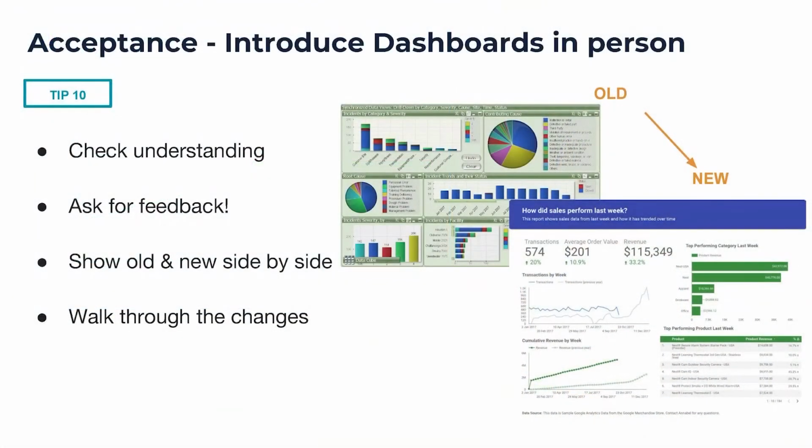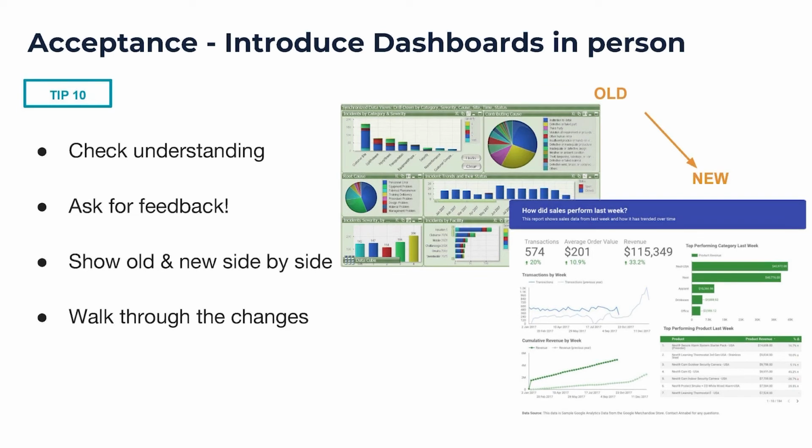And the final design principle, acceptance. So this is really important, and the best way to do it is in person rather than pinging over a link saying, hey, I've got this new dashboard for you. So really walking through the dashboard with that person, checking their understanding, asking for feedback, and then taking on board those iterations which you might want to make.